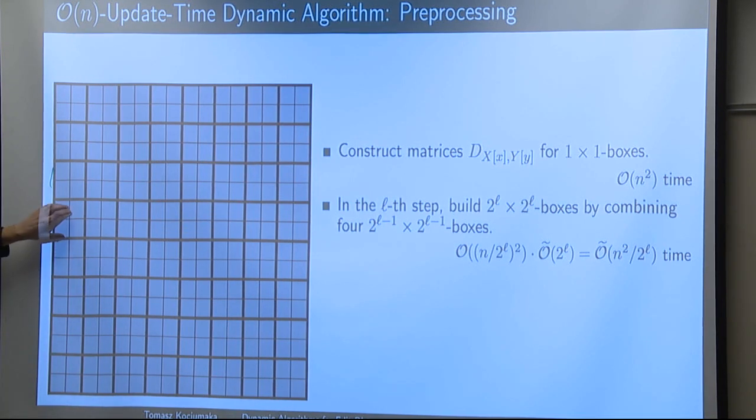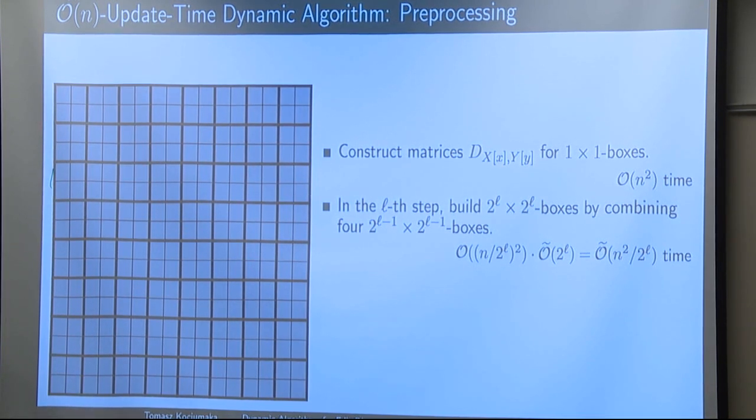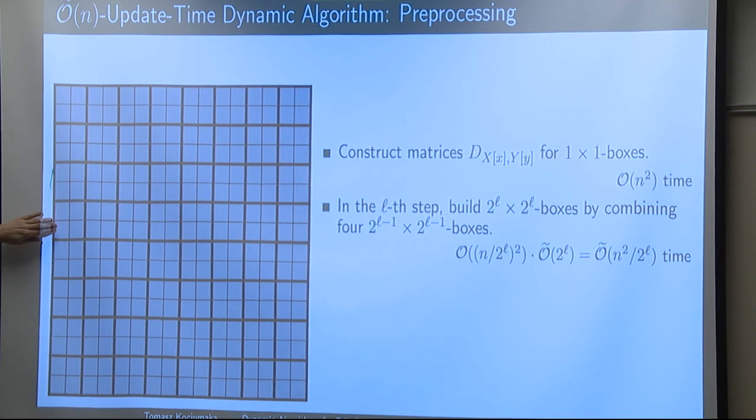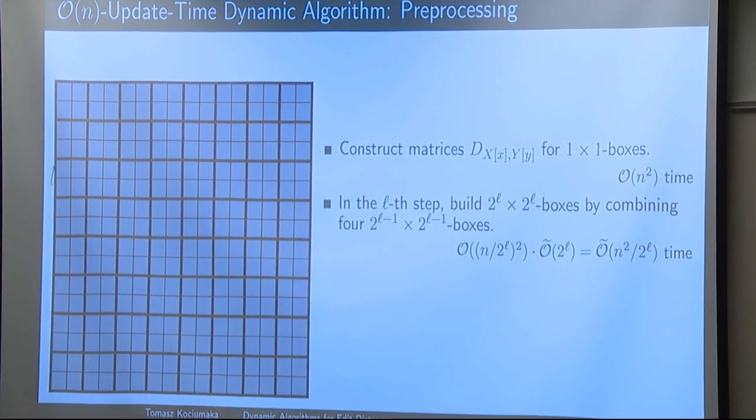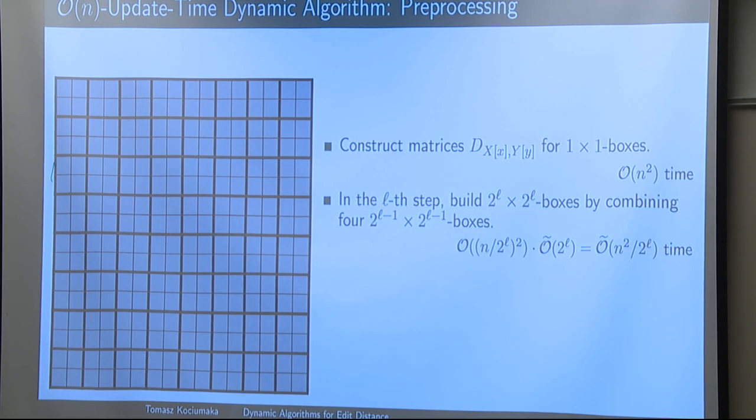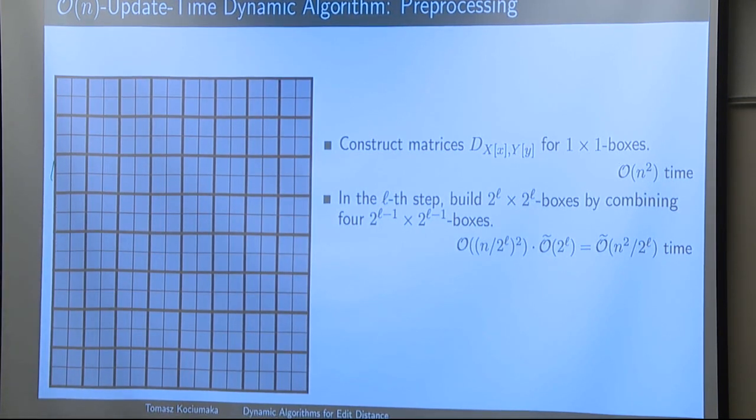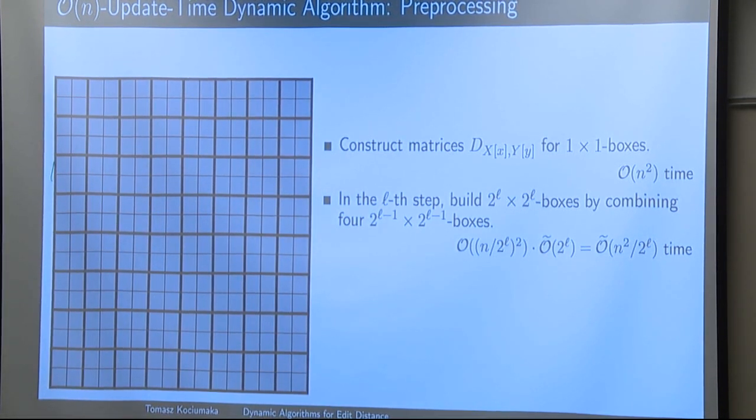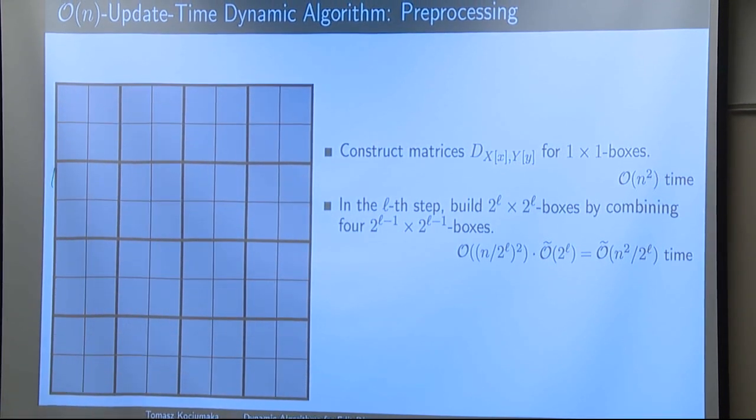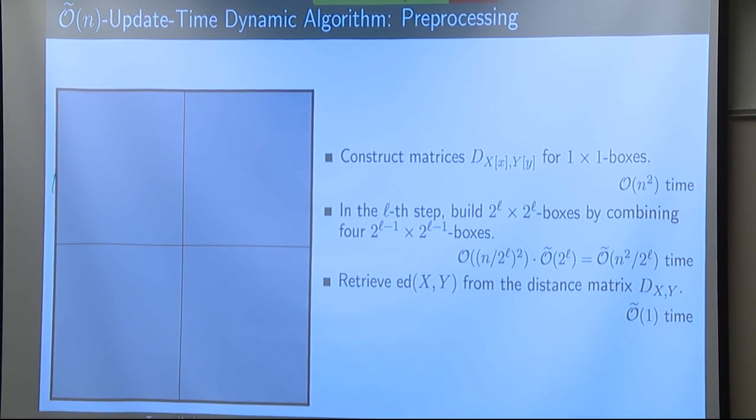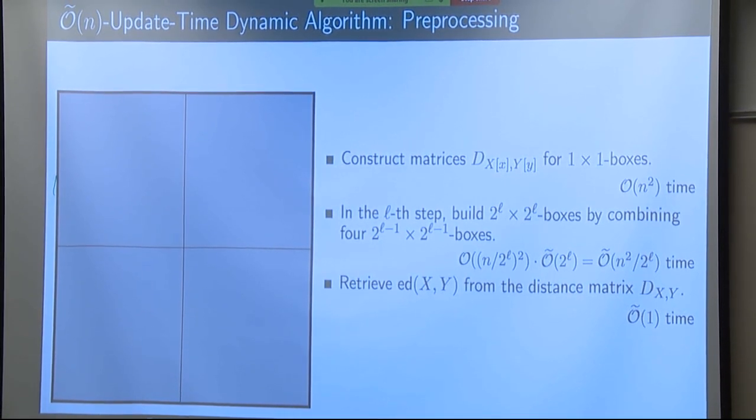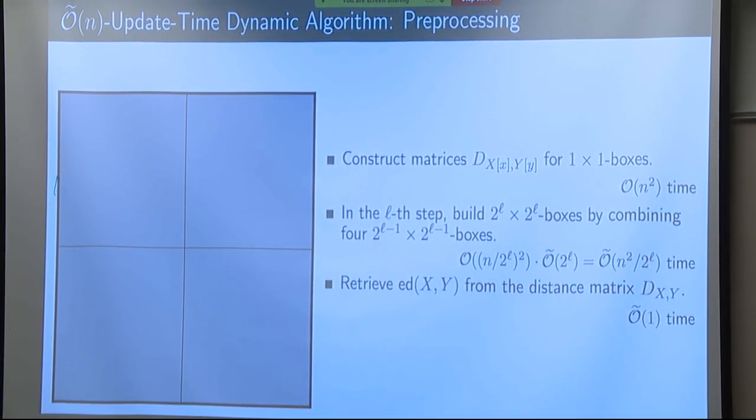For every box of size 2 by 2, we will need to combine these 4 smaller distance matrices. So let's say that first we do it horizontally. So these two get merged, these two get merged, and then the 2 by 1 boxes get merged into a 2 by 2 box. And we can continue making boxes larger and larger until we compute the distance matrix of the entire alignment graph. And this matrix contains an entry representing the edit distance between x and y.